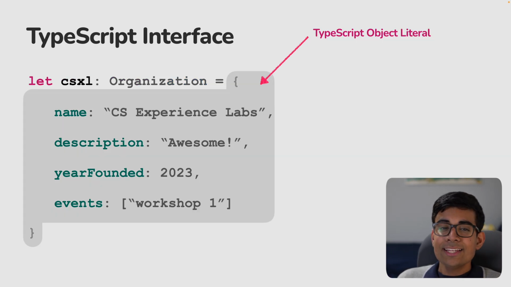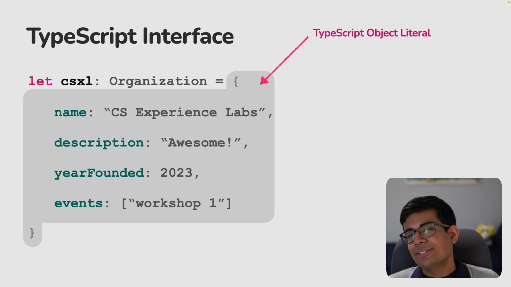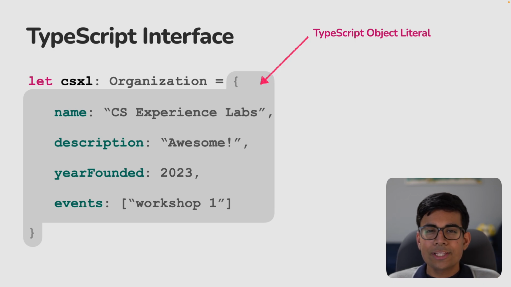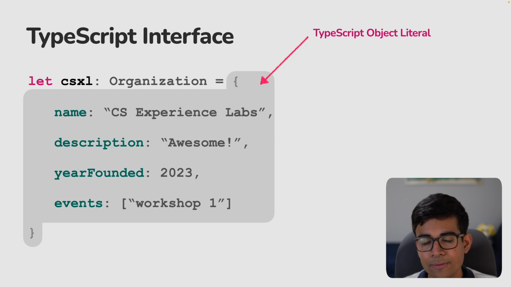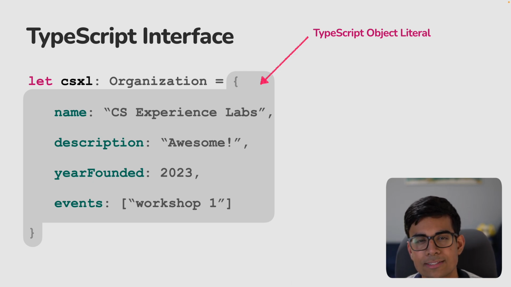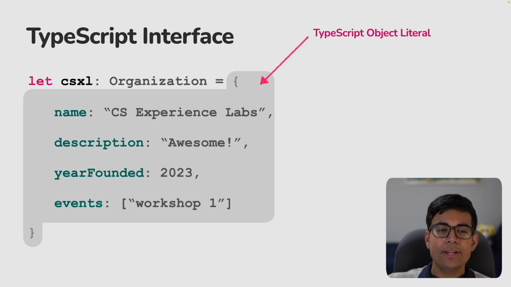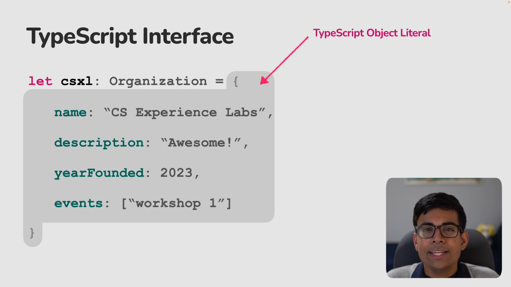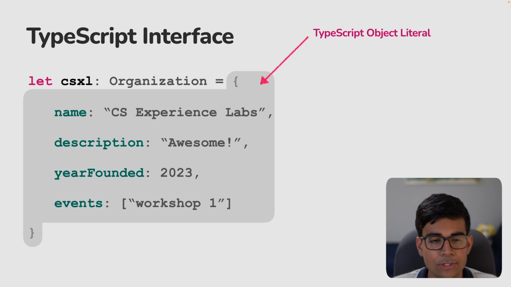Well, this is actually an organization object. This is creating an organization object in TypeScript. And you'll notice that this is really strange. Here we have let CSXL, which is a variable. We have the type of our variable, which is organization. And then we set it equal to this collection of items inside of curly braces. In TypeScript, when you have curly braces and then properties like this, it is known as an object literal. So I'm essentially constructing an object by including this opening and closing curly bracket.